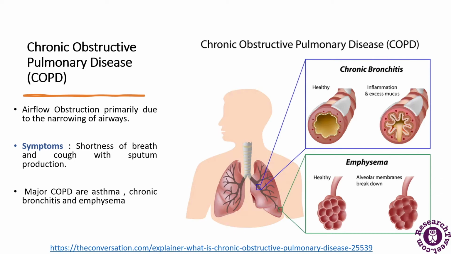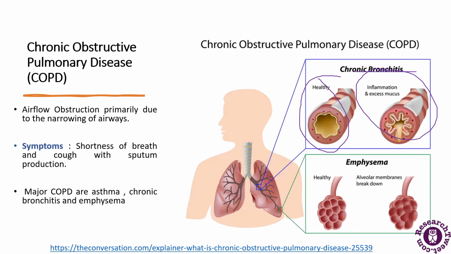Chronic obstructive pulmonary disease, or COPD, refers to any disorders that cause airflow obstruction, primarily due to the narrowing of the airways. As you can see in this figure, this is a healthy airway, and there is inflammation and excess mucus in chronic bronchitis. So the airflow obstruction is due to the narrowing down of the airways, which has been seen.